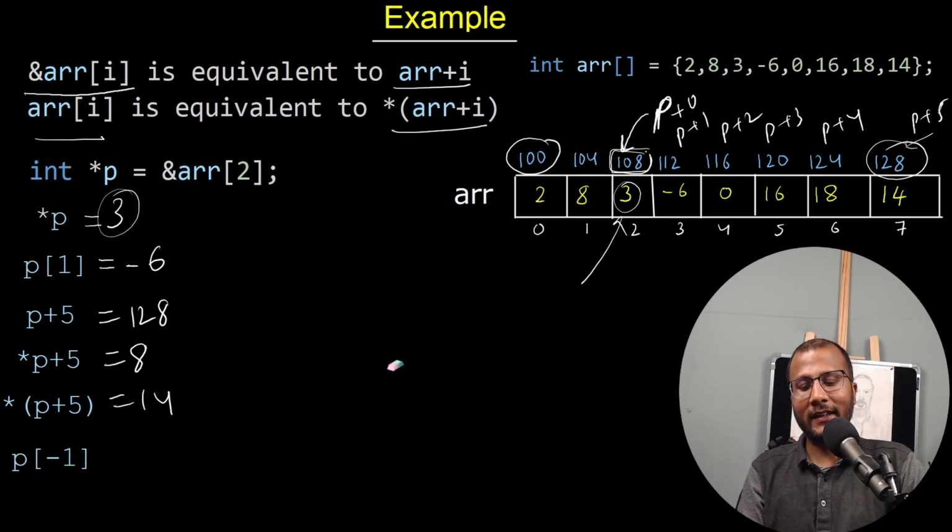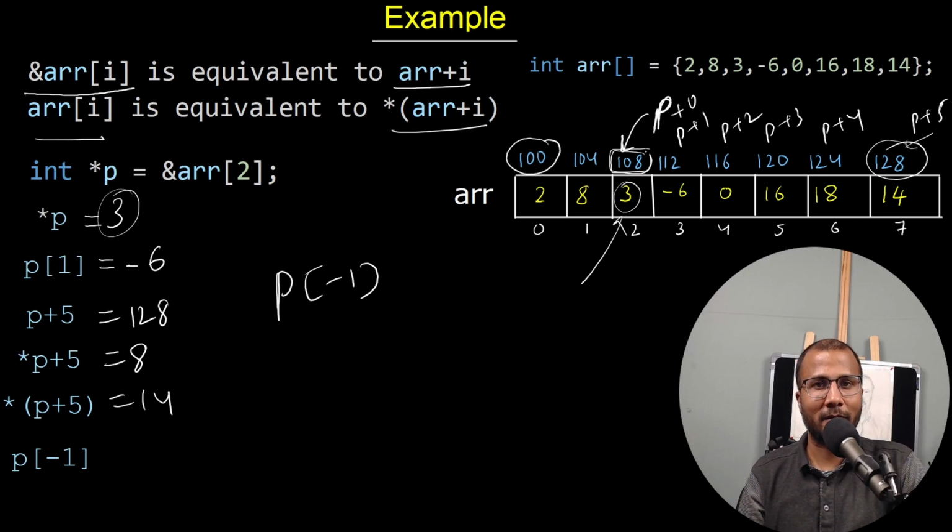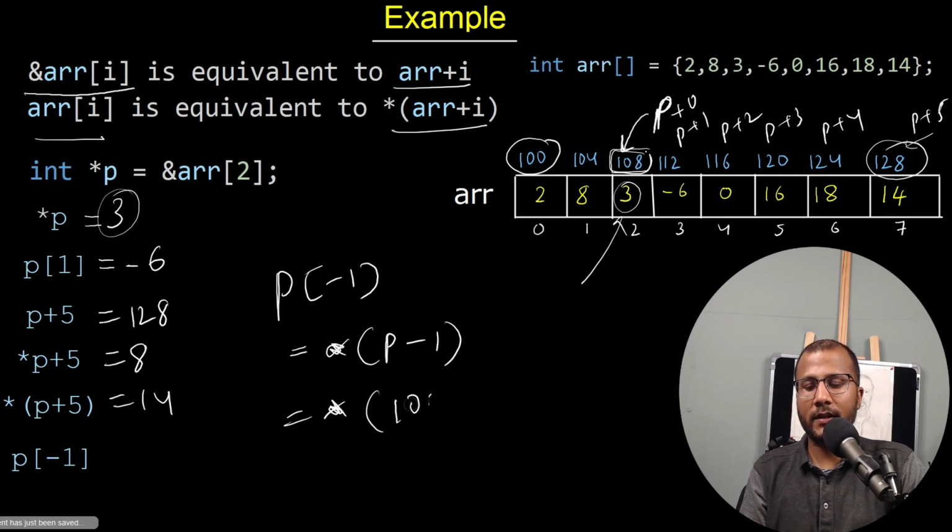And then finally, I've taken a very interesting example. Can I write P minus 1, a negative subscript? Is it possible to have a negative subscript? This is allowed, right? So this is nothing but star of P minus 1. Star is the asterisk. P is 108. 108 minus 1 is not 107. I have to write minus 1 into 4 bytes. So this is 108 minus 4, which is 104.